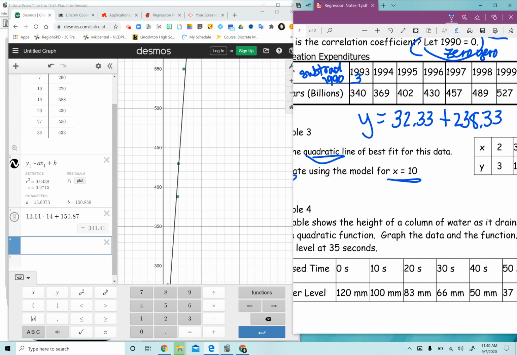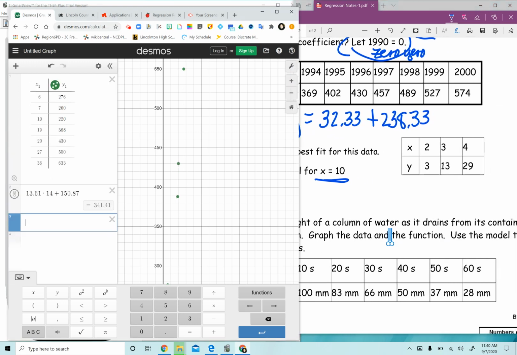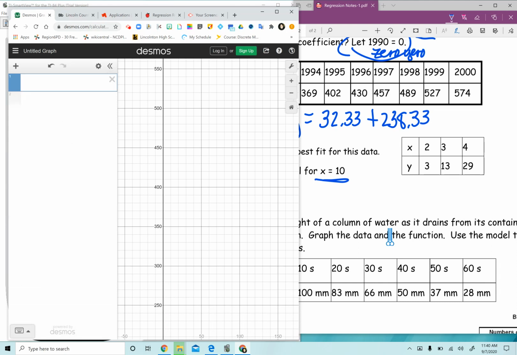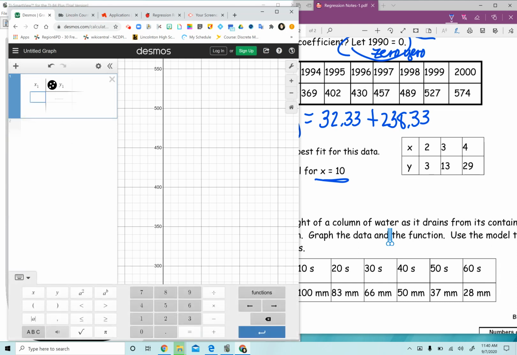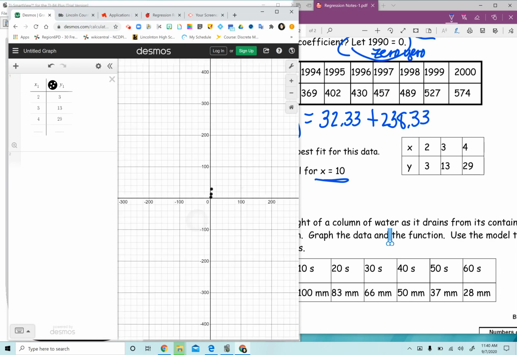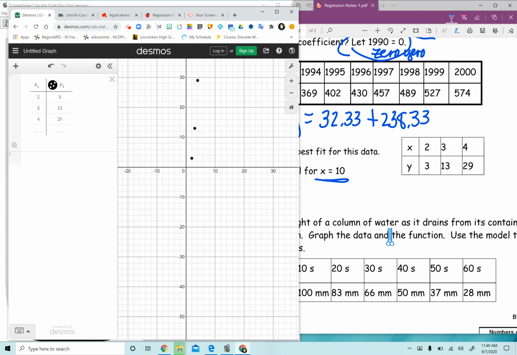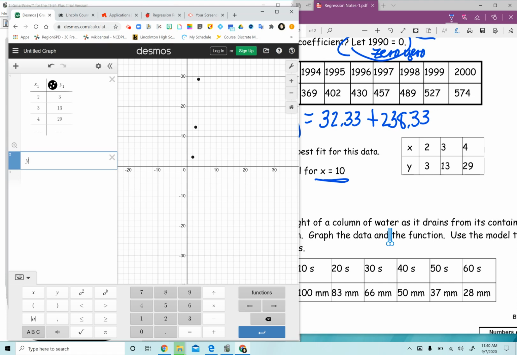And it also tells us that the line is quadratic. So let's go do this one. We'll do this one in Desmos here. So we'll add a table. The table is 2, 3, 4. We don't want this one. So 3, 13, 29. So there's our data. It's hard to tell that it's quadratic with only 3 points. So we'll do y1.